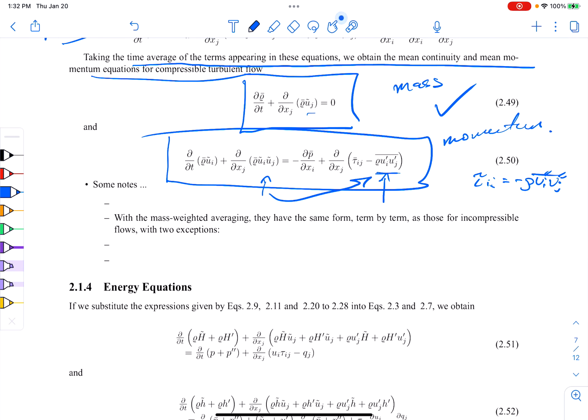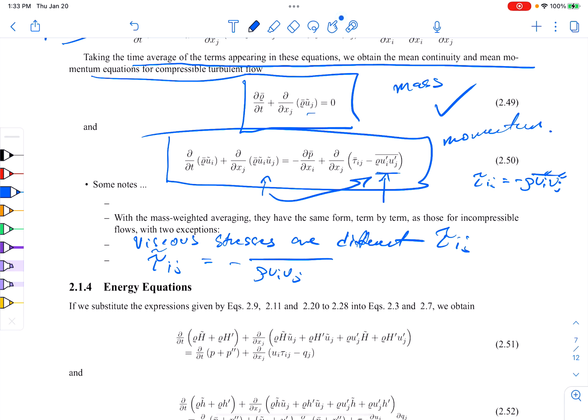The bottom line, there's two major exceptions relative to the incompressible form. The viscous stresses are different. That's tau ij, which we just saw. And the so-called Reynolds stress is now defined, if you want to make it a tilde or something just to denote it differently, as negative bar rho ui double prime uj double prime. That's the huge difference in the two.